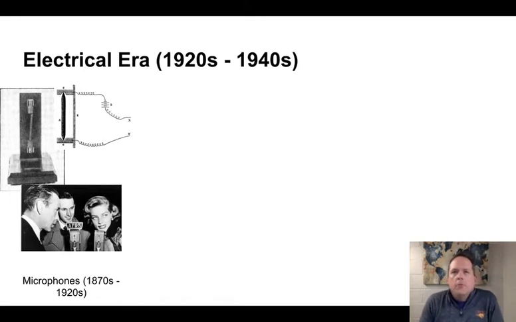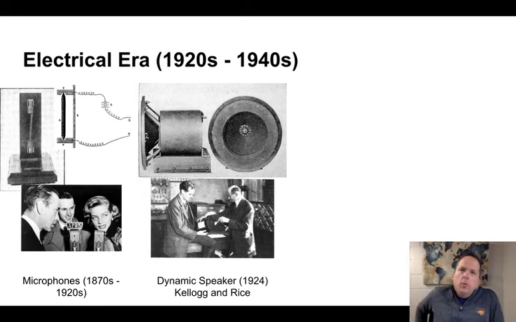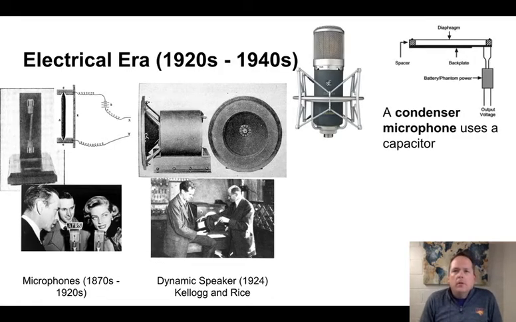Actually, the first prototype microphone came out somewhere in the 1870s, kind of when they were making these early recording devices as well. I believe it was a ribbon microphone, if I'm remembering correctly. But people continued to play around with different kinds of microphones and innovations in microphones all through the turn of the century. In 1924, the first dynamic speaker was developed by Kellogg and Rice. And the dynamic speaker actually worked the same way as one design of microphone worked. So we're going to talk briefly about two different kinds of microphones here and then comment about the speaker.